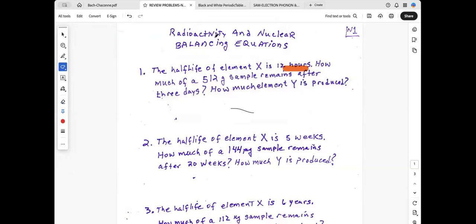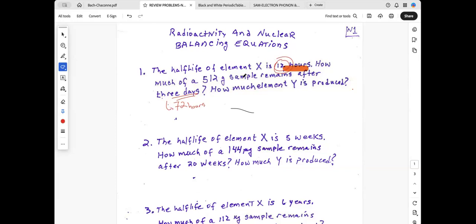So the half-life is every 12 hours. So every 12 hours, the sample decays in half, right? So after 3 days is what? How many hours in a day? Right? There's 24. So this is 72 hours. That's 3 days is 72 hours. And every 12 hours, it decays in half.